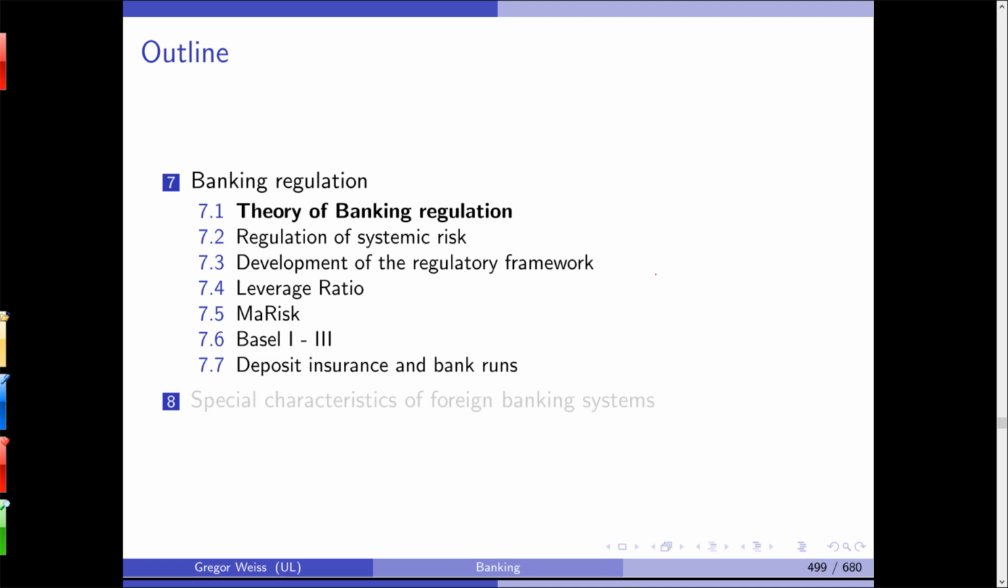Basel 1, 2, 3, probably 4, those are regulatory frameworks proposed by the Basel Committee on Banking Supervision and Regulation. The Basel Committee, as the name suggests, is located in Basel, Switzerland, which is the seat of the Bank for International Settlements, the central bank of central banks. The Basel Committee is a committee of central bankers, supervisors and regulators who at some point thought it would be a nice idea to harmonize and standardize regulation and supervision rules across countries. And we have Basel 1, 2 and 3, and then at the end we'll talk about deposit insurance and bank runs.